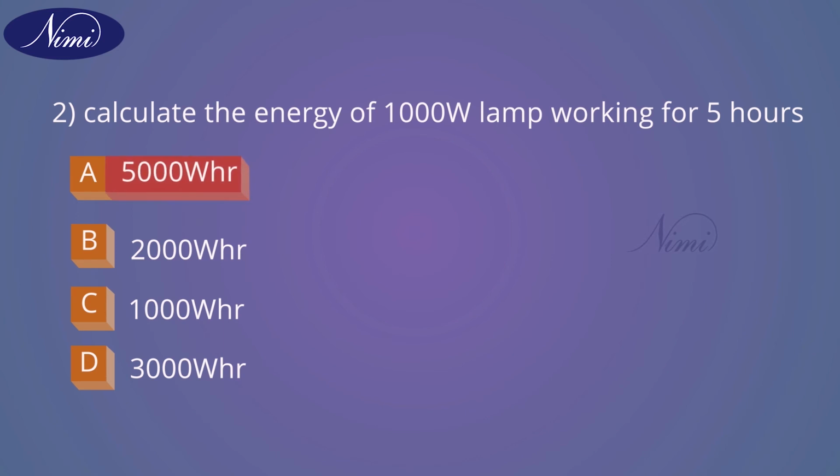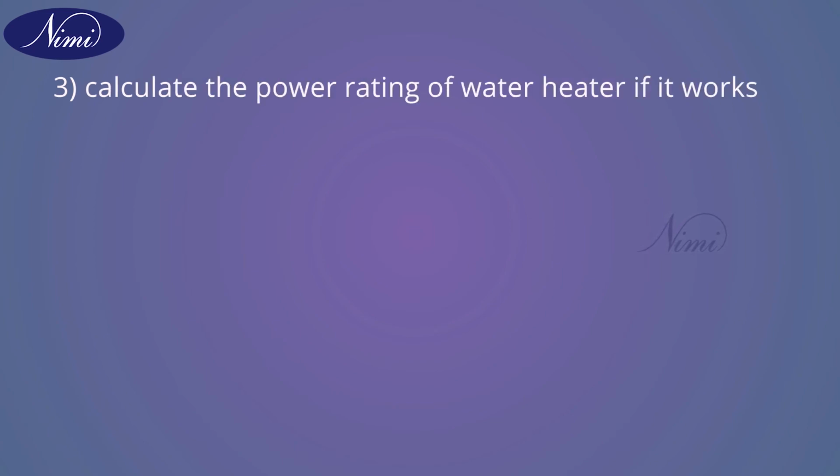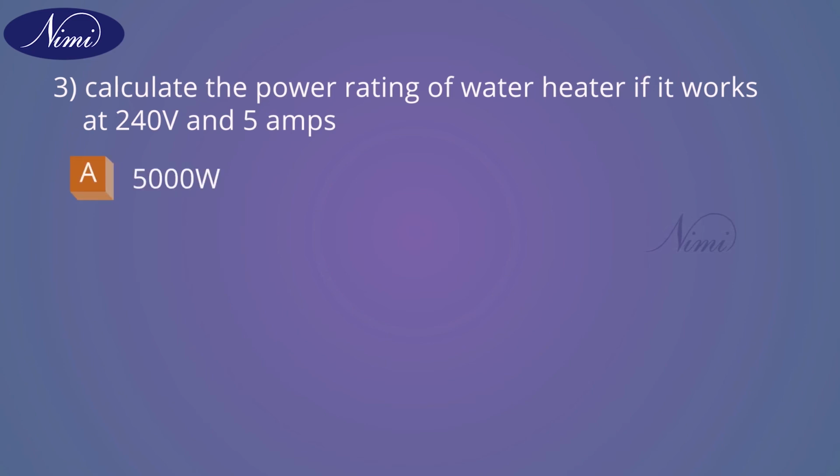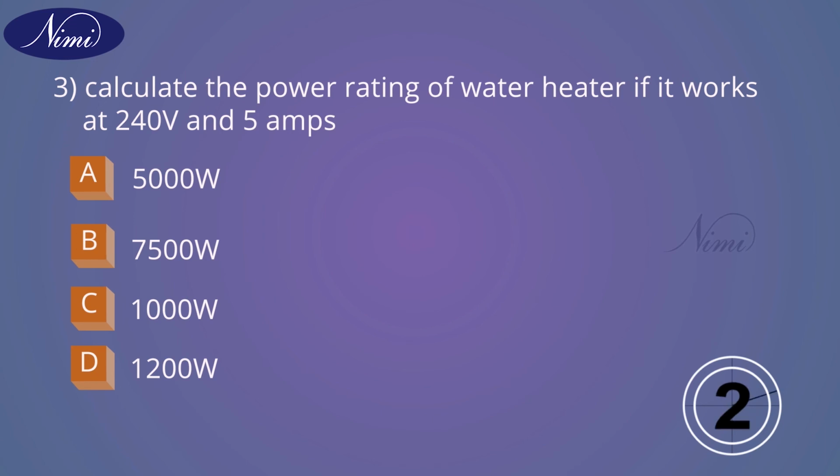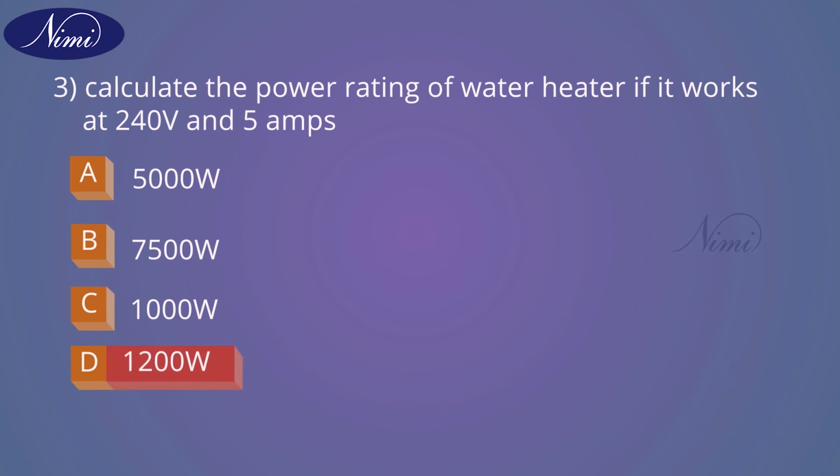5000 watt hours. Question number 3. Calculate the power rating of a water heater if it works at 240 volt and 5 amps. The options are A. 5000 watt. B. 7500 watt. C. 1000 watt. D. 1200 watt. And the answer is D.